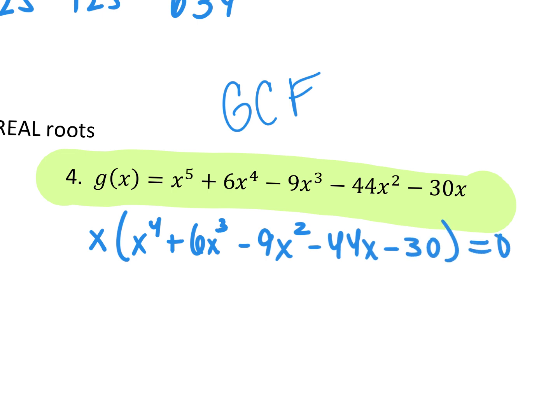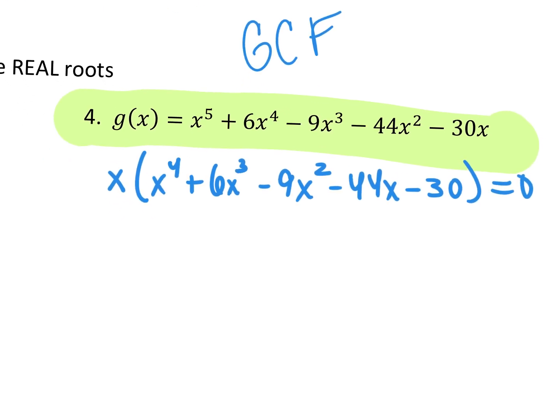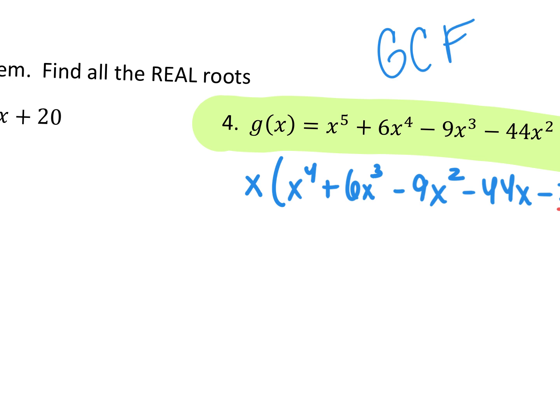How many answers should I have for this question? 5. What's the highest exponent you have? 5. All right, we already know one of them. X equals what? 0. We took it out. But you don't have to worry about that right now. We can deal with it at the end. So there's nothing else I can do factoring-wise. I can't group or anything like that. So I have to do P over Q. I take the factors of the last number. What is the last number? 30. So I have plus minus 1, 2, 3, 5, 6, 10, 15, and 30.